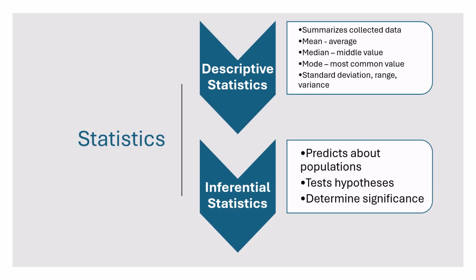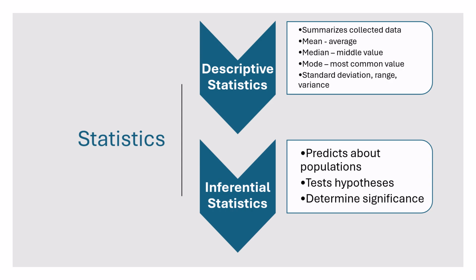Let's talk about the 2 main categories of statistics. On the left, we have descriptive statistics, which simply summarize the data you've collected. These include things like mean, that's your average, median, the middle value, and mode, the most common value. You'll also see standard deviation, range, and variance, which tell you how spread out your data is. The exam often asks basic definition questions about these.